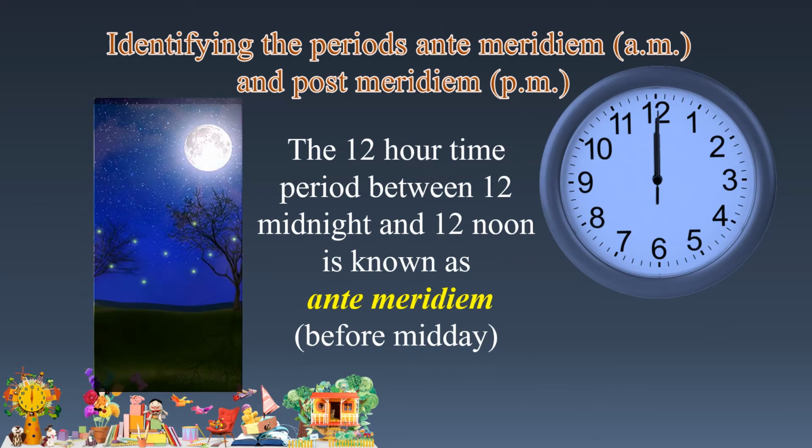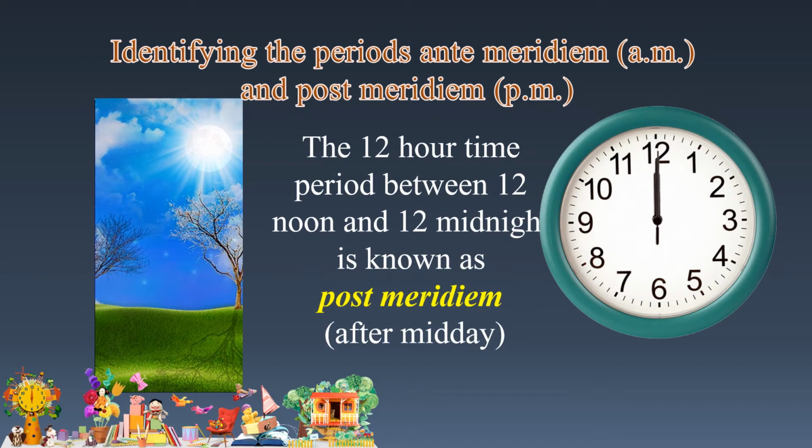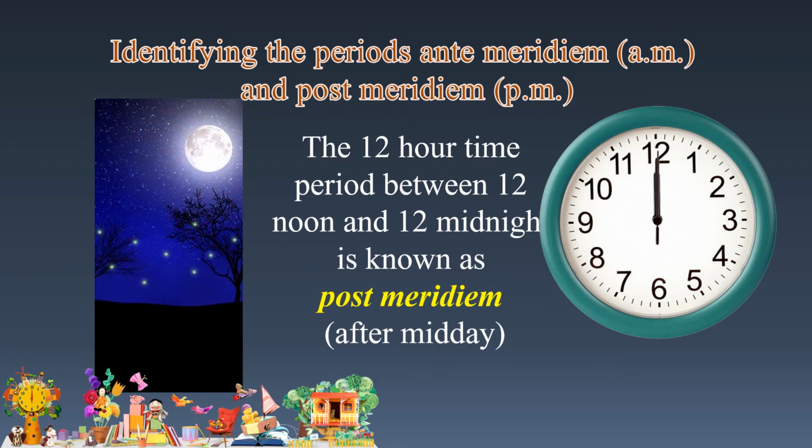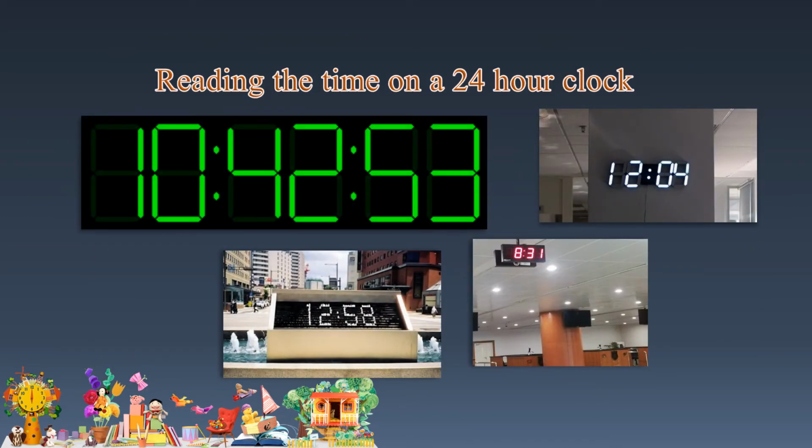Therefore, we can say the 12-hour time period between 12 midnight and 12 noon is known as antemeridian, that means before midday. At the same time, the 12-hour time period between 12 noon and 12 midnight is known as post-meridian, that is after midday. Next, we are going to learn how to read the time on a 24-hour clock.